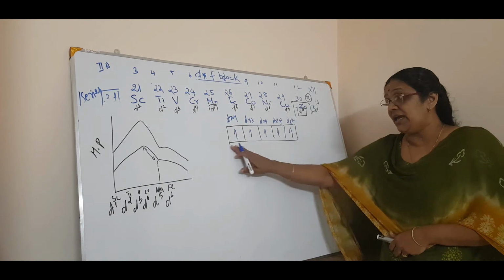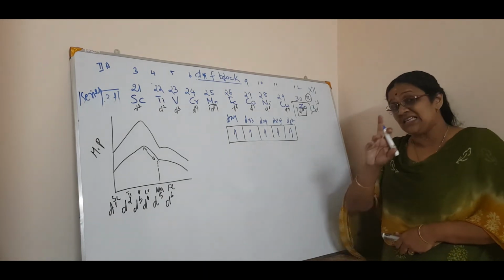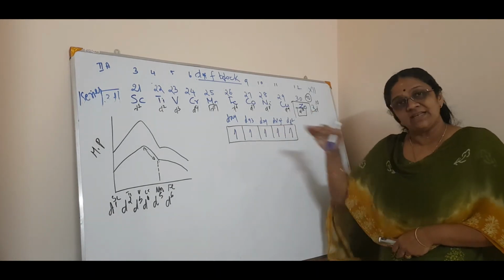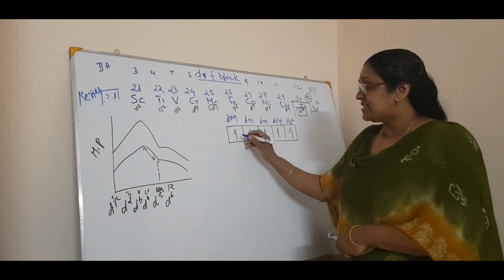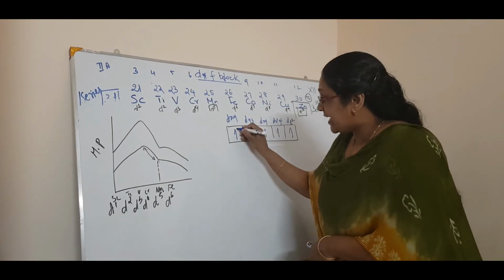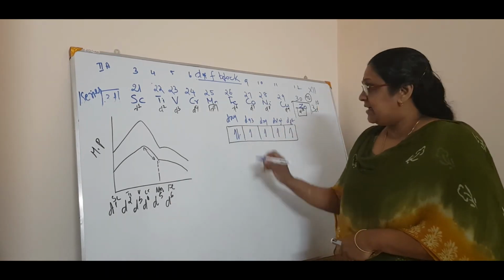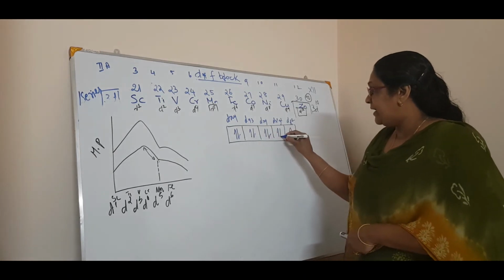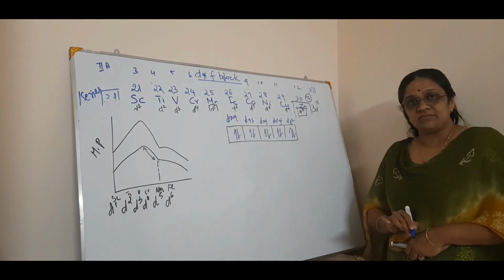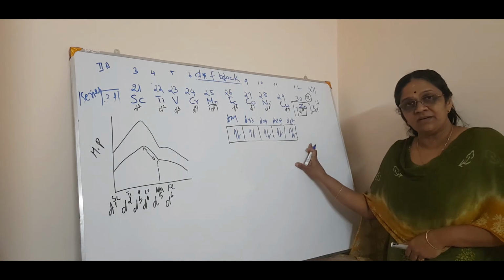Only when all the orbitals have at least one electron does the pairing start, isn't it? The pairing starts with the d6 ion, with opposite spin. Then d7, d8, d9 and d10. Hope you understood now, right?